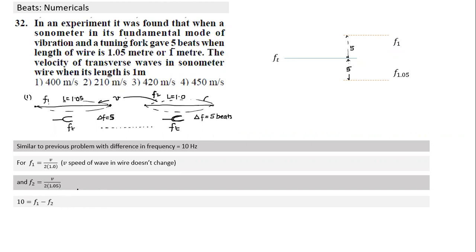What is the answer we get here? What we need to find is the velocity of the transverse wave in the sonometer. This velocity we can easily find from these two equations. V is the only unknown. The question could have asked something else also, such as the frequency of the tuning fork. If I find F1 or F2, I can easily find the tuning fork frequency also from here.